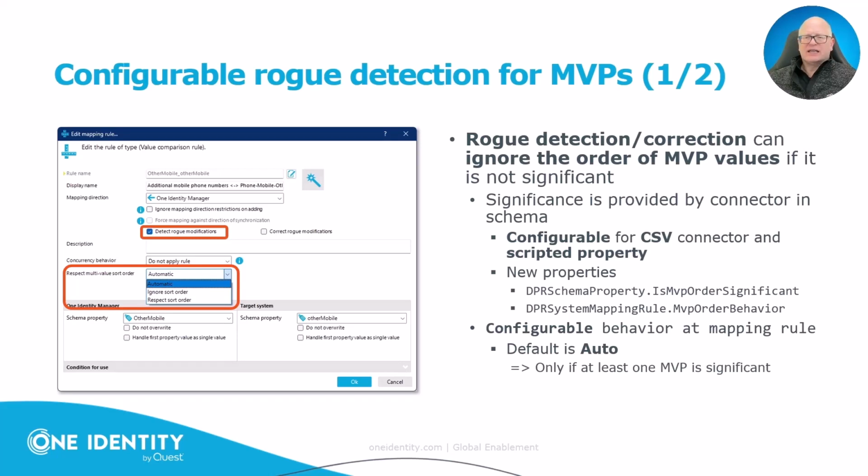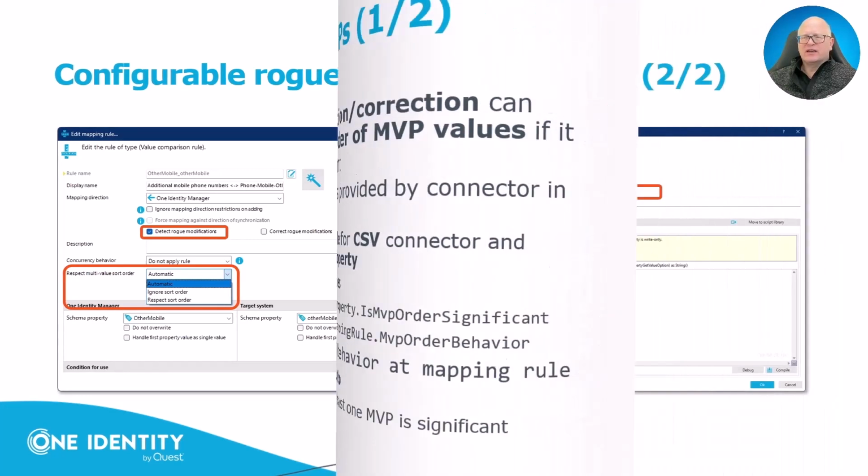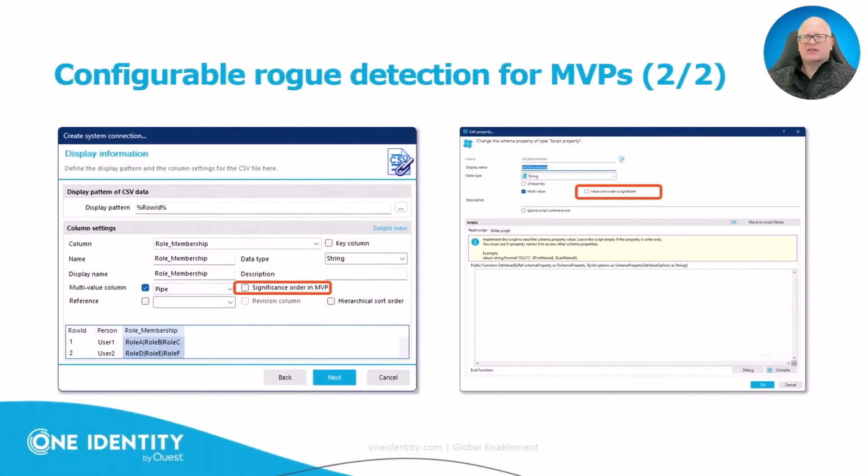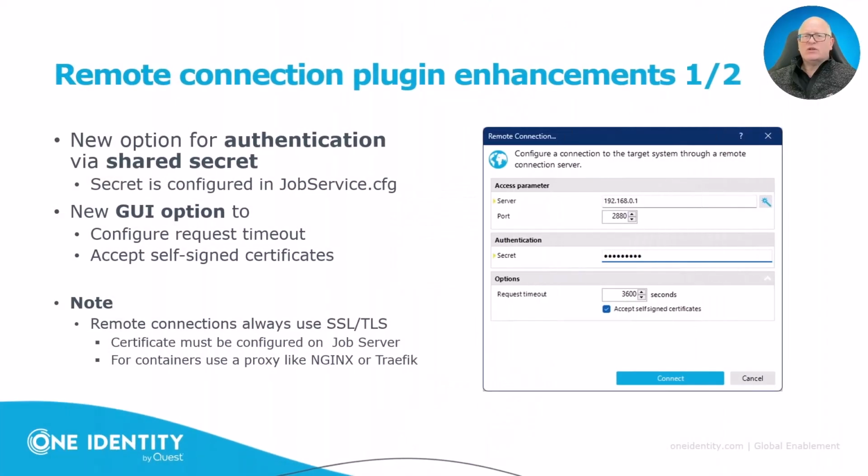Because of that, it is now possible to configure that. So if we look at that rogue detection here, you see now there is a box, and this box allows the significance of order in multi-value properties. If you check or uncheck that, you will have it or you will not have it. And then we talk about the remote connection plugin, of course.